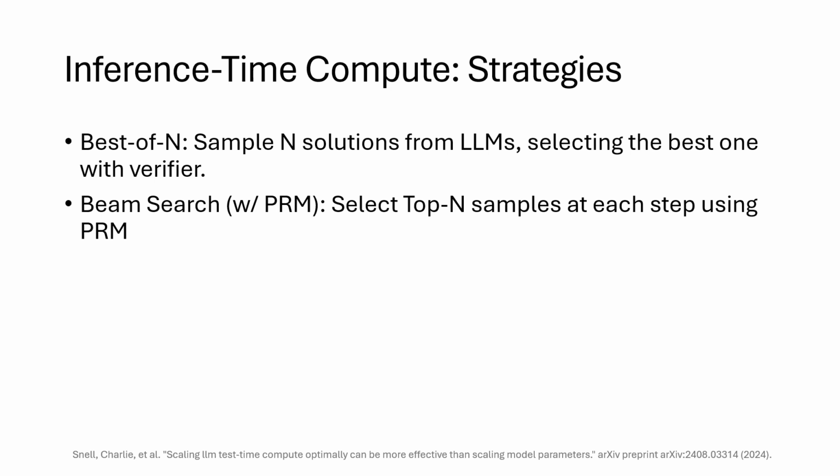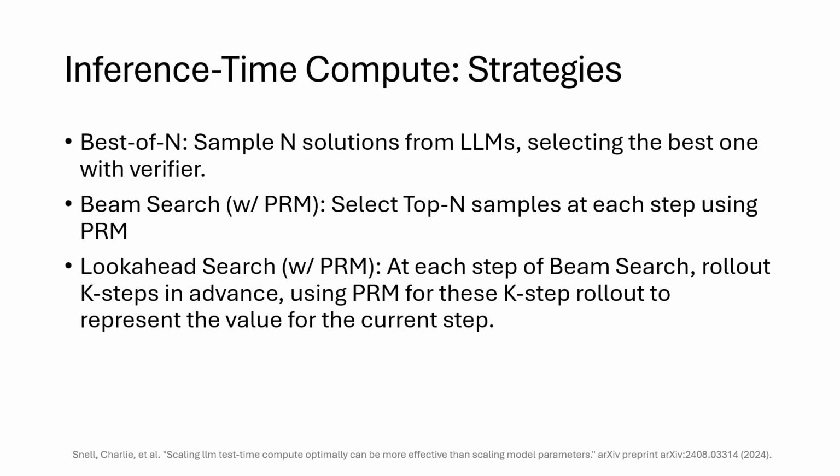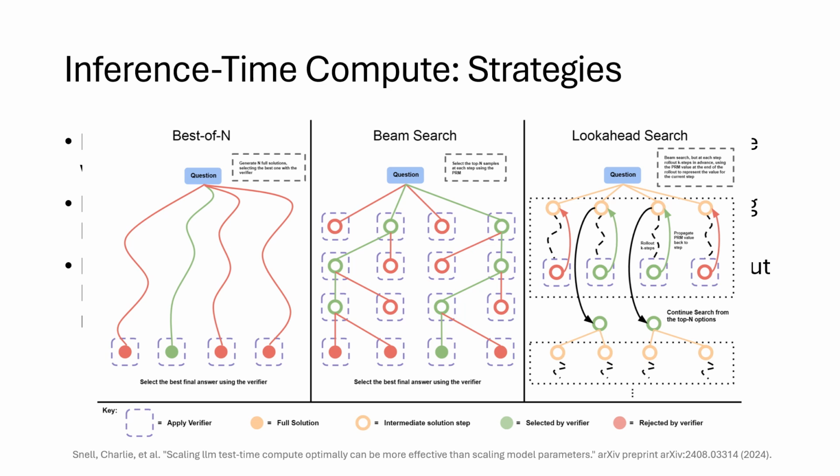So this is a beam search solution, and we can do it in an even more computationally expensive way, like lookahead search or MCTS. At each step of beam search, we roll out k steps in advance and use the process reward model on this k-step rollout to represent the value of the current step. In some sense, we are doing look-ahead planning for k steps, using the process reward model to gauge the potential of expanding the current node. Using this great figure from Charlie Snell's paper about test time scaling laws, we can understand these three strategies better.